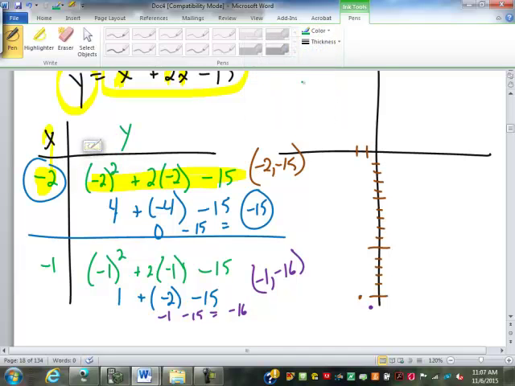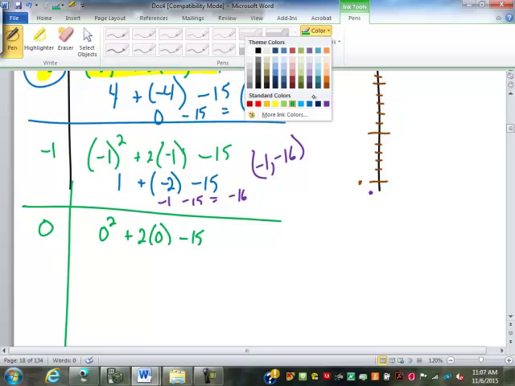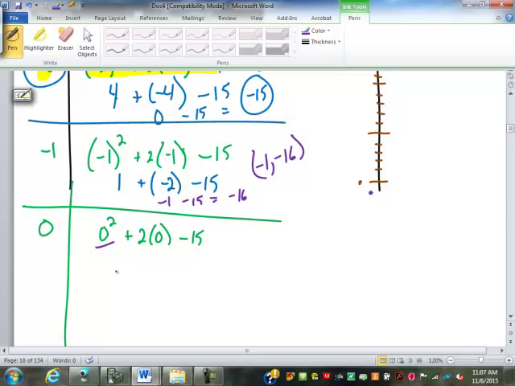Let's try 0. If x is 0, y is 0 squared plus 2 times 0 minus 15. What's that going to be? 0. So 0 plus 0 minus 15 is just negative 15. So 0 and negative 15, which is right there. So let's keep going. First thing we know right now is that this is definitely not a straight line. Looks like kind of a V pattern right now.